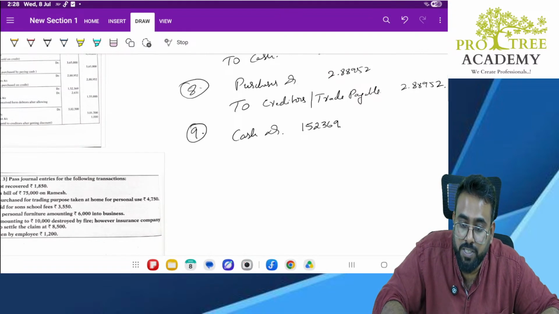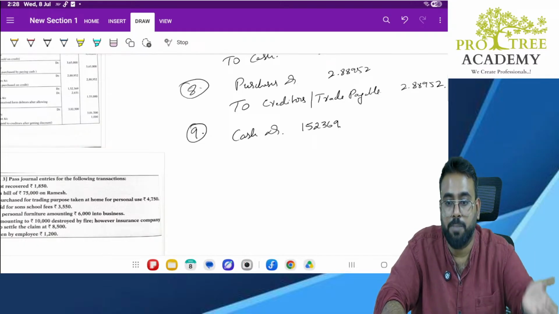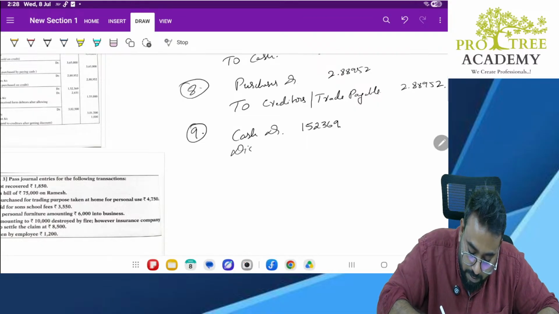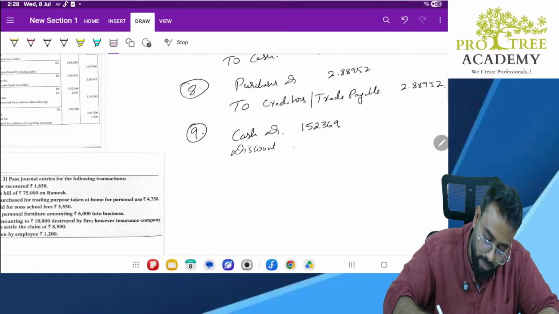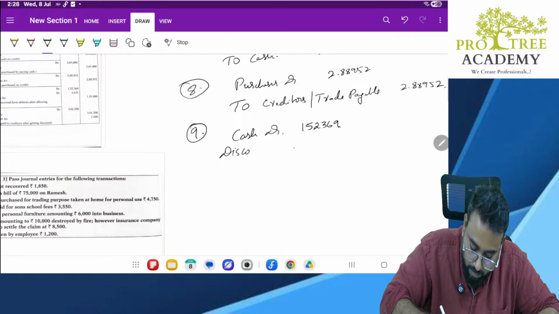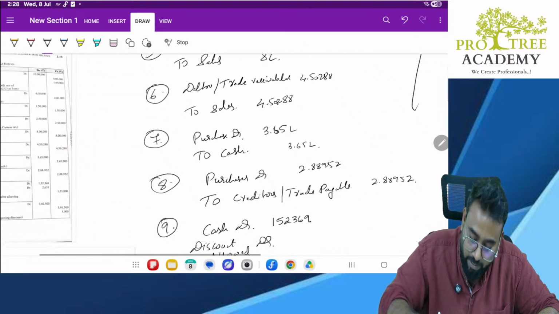Now, are we giving any discount to them? Discount is an expense. Is my expense going up or coming down? Going up. So when expense goes up, it will be debited. Correct or no? The name of the expense will be discount or discount allowed. Correct, discount allowed. So what is the amount of discount? 2,631.